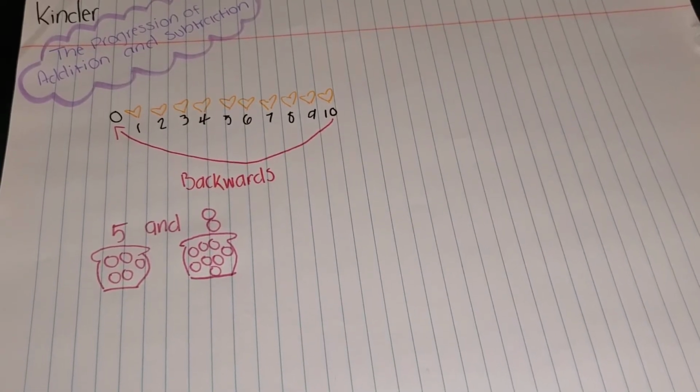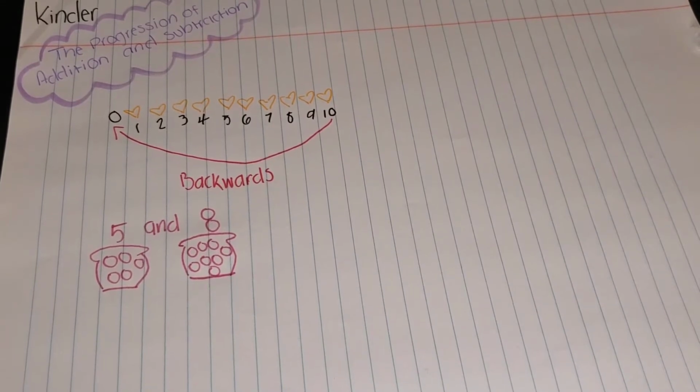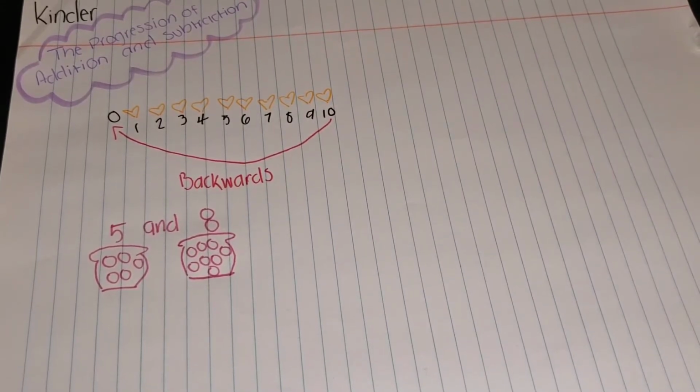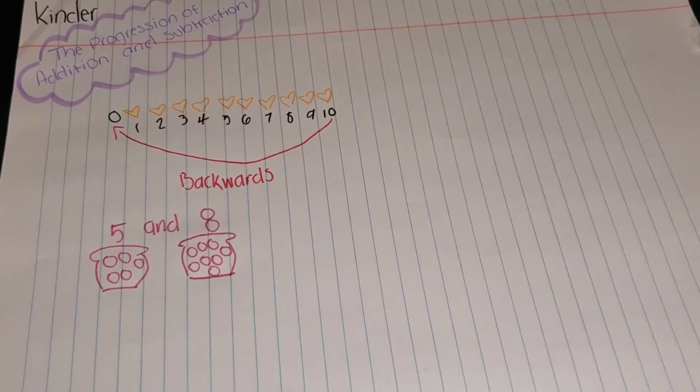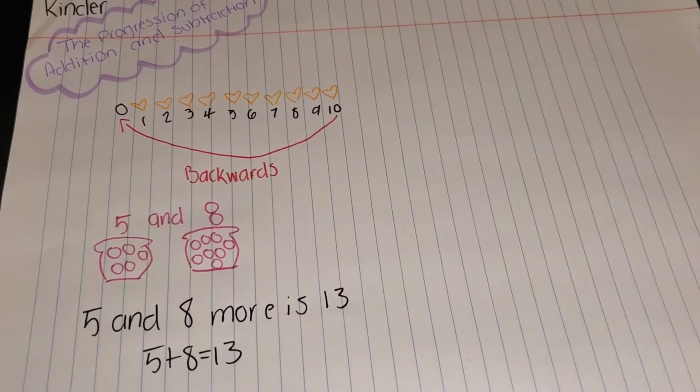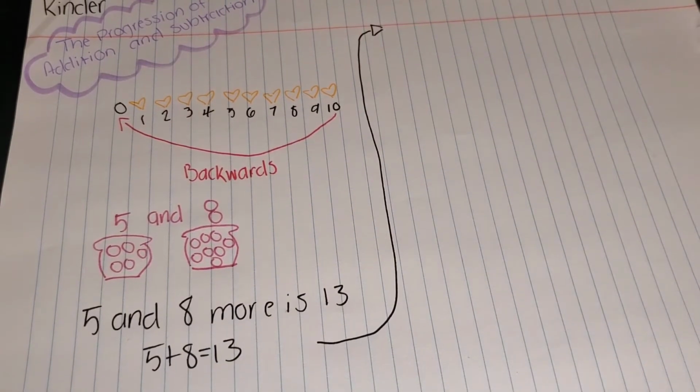So initially, students learn how to join the sets. So 5 and 8 more is 13, and 5 plus 8 equals 13. So there we go. That's a visual representation of that. So next, we're going to go ahead and move on to 5 frames.